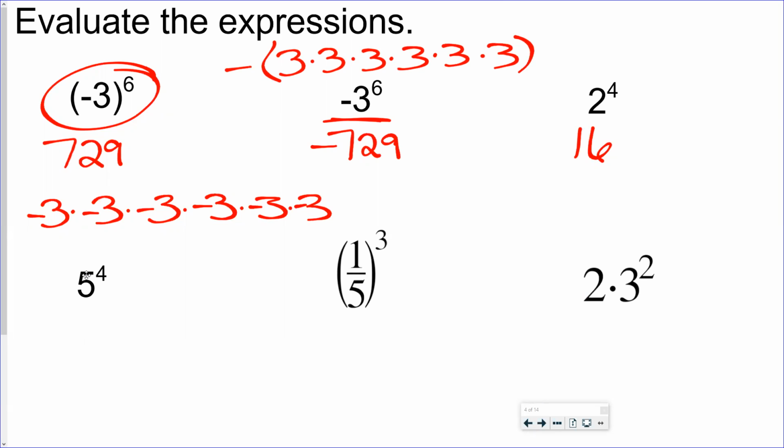Let's go ahead and take care of the last three if we haven't already. So we should have got 625, 1 over 125, and 18. Okay, let's continue.